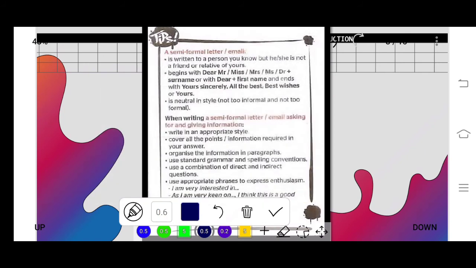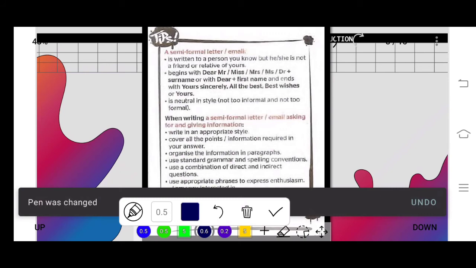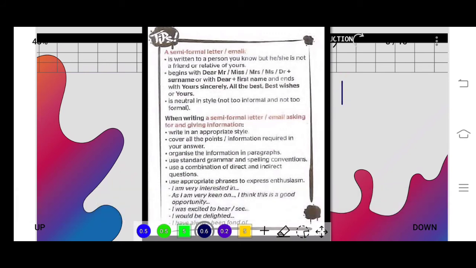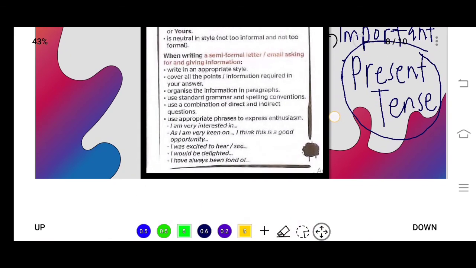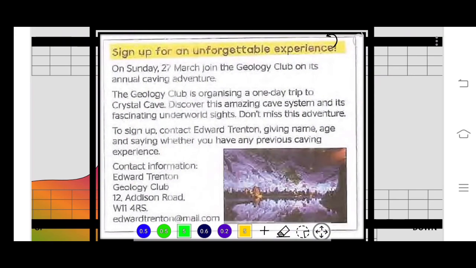And then the most important one. What is the most important one? The most important thing you have to know about the semi-formal letter is that it must be in the present tense. You must remember this. Do not do it in the past tense or future tense. Please make sure you do it in the present tense. Okay? Alright. So, do you understand right now? Make sure to remember all these tips.